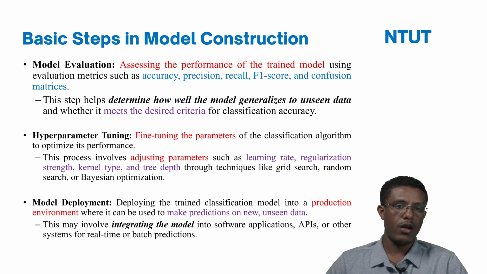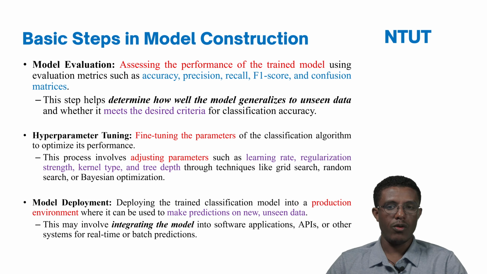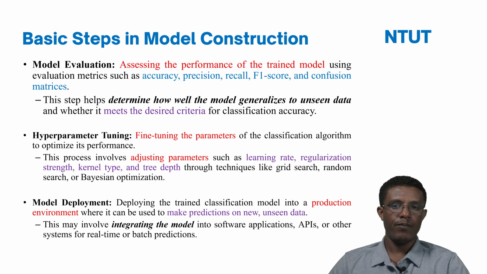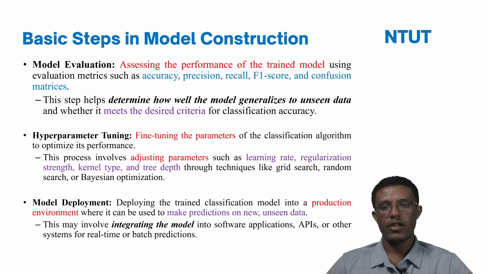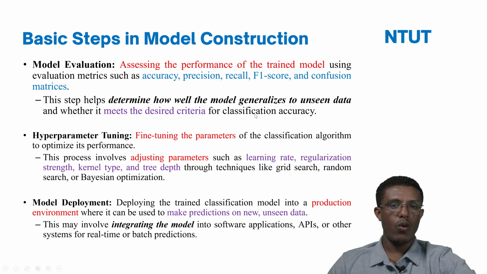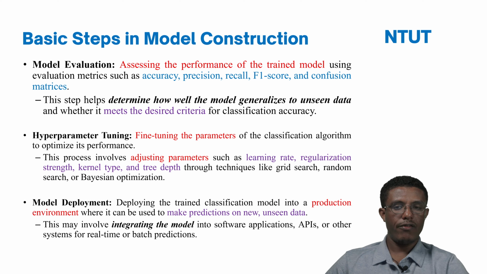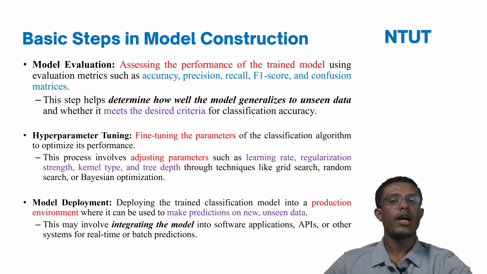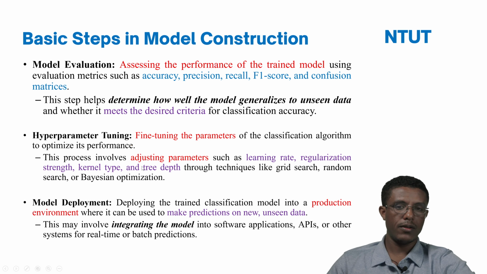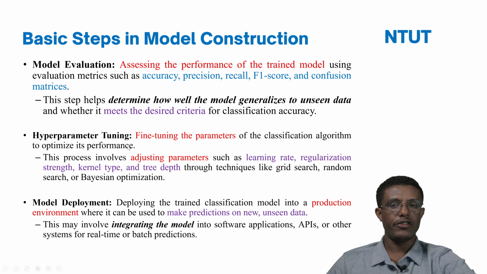Maybe we can use one or all types of evaluation metrics, and we can see the performance of the model. This step helps us determine how well the model generalizes to unseen data, and whether it meets the desired criteria for classification accuracy. After model evaluation, if the performance is not good, we can do hyperparameter tuning, fine-tuning the parameters of the classification algorithm to optimize its performance.